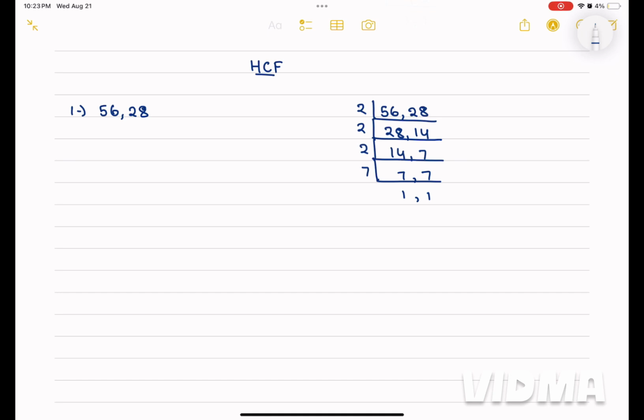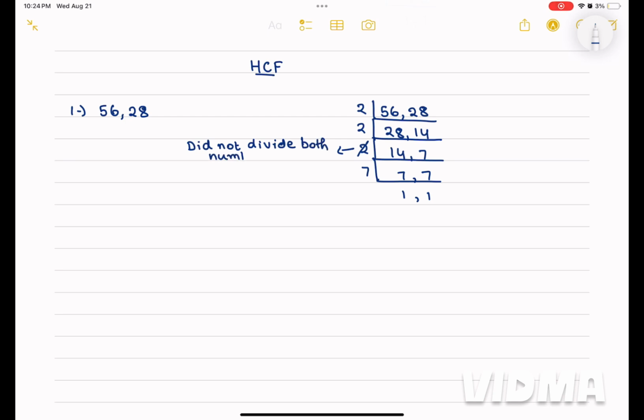Now for HCF, we only consider the factors. We only consider those numbers that have divided both the numbers. First 2 has divided both 56 and 28. Second one has divided 28 and 14. But the third one has only divided 14. It has not divided 7. Right? So we do not consider that. See, it did not divide both numbers. So we do not consider that.